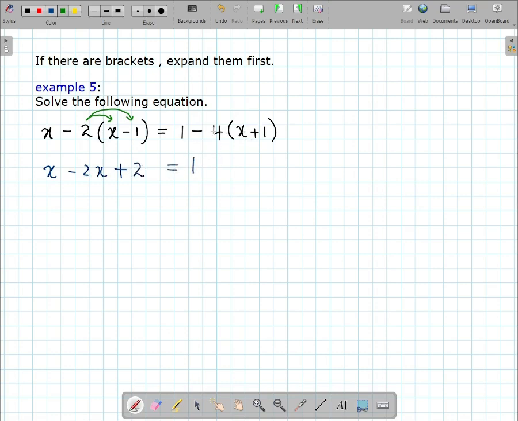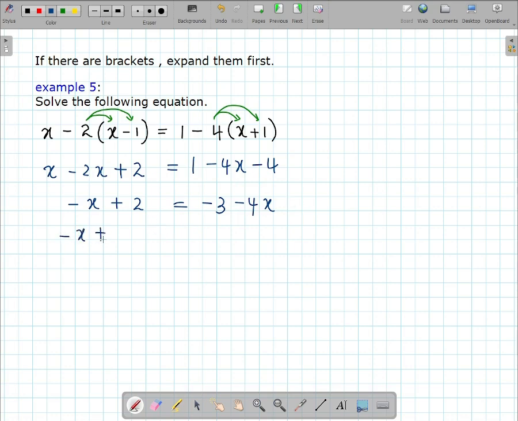So this bracket multiplied by minus 4. Minus 4 times x, minus 4x, minus 4 times 1, minus 4. Then I can see some like terms there. I'm going to simplify first. x minus 2x means minus x, plus 2 equals 1 minus 4 means minus 3, minus 4x. I can see x terms on both sides. So I'm going to remove this minus 4x. How? Add plus 4x to both sides.